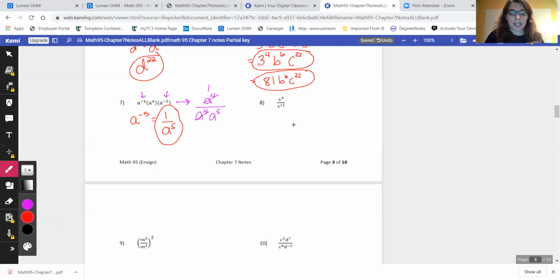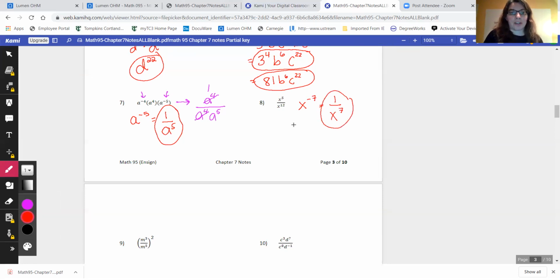Okay, let's look at this one now. This one is, as simple as it looks, probably just one step. We're using the quotient rule. When I subtract, I do top minus bottom, my answer always ends up on the top. So 5 minus 12 is -7. And then that becomes 1 over x to the positive 7th.